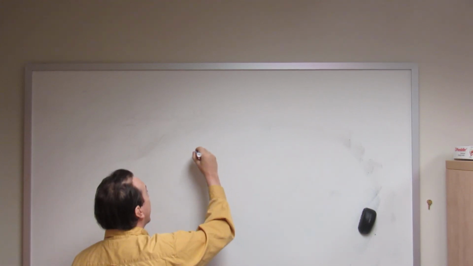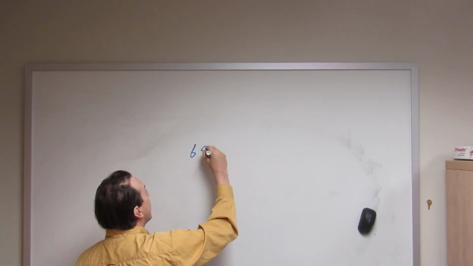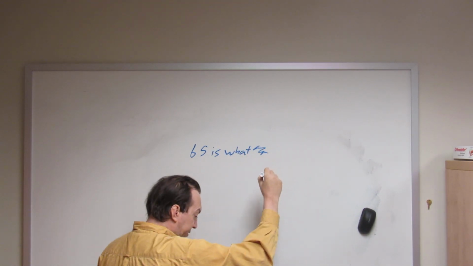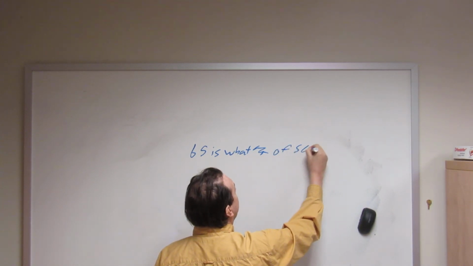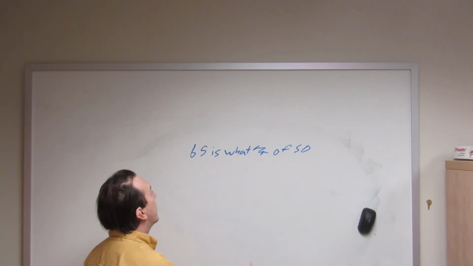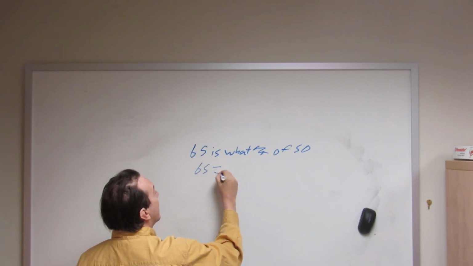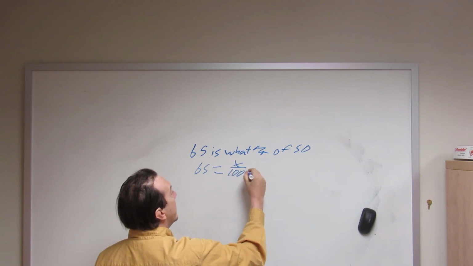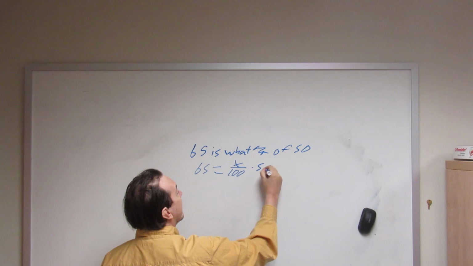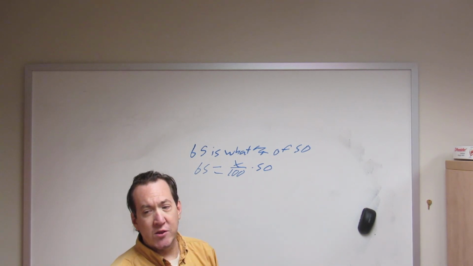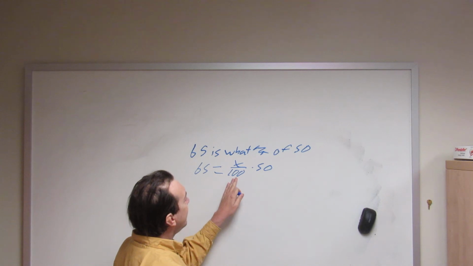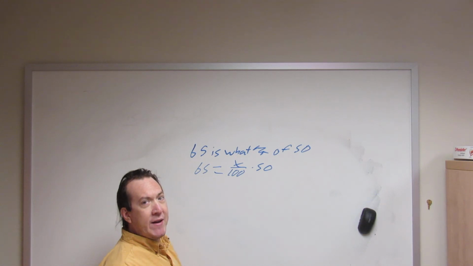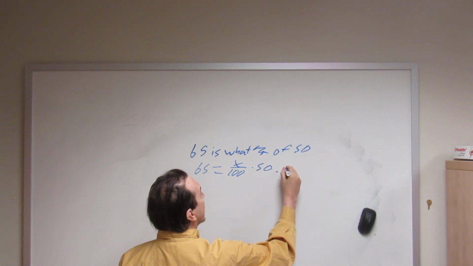Next, we'll have something like 65 is what percent of 50? So is means equal. So I'm going to say 65 equals, when we don't know the percent, just put x over 100. Of again is times 50. Because we're dealing with percents, we have to divide everything by 100. So we want x by itself. Let's get rid of this 100. Since it's being divided right now, let's multiply both sides by 100.